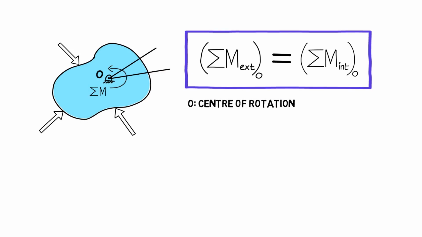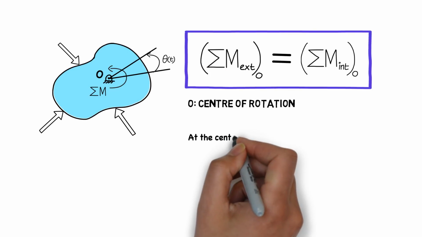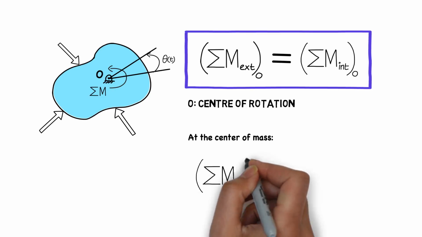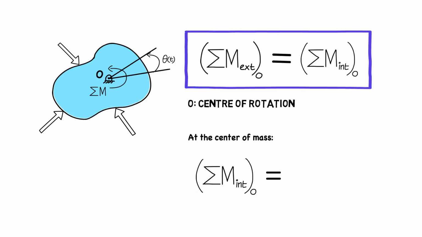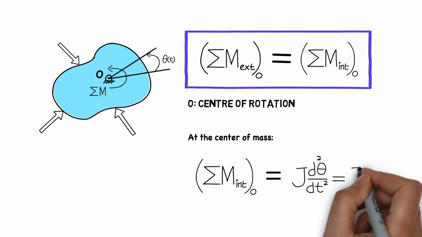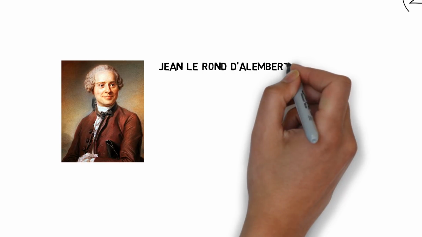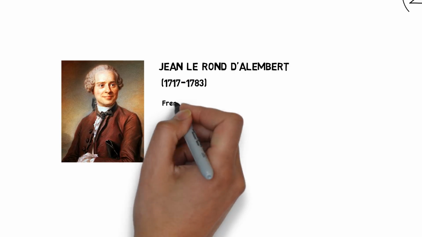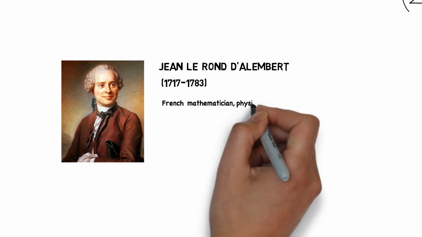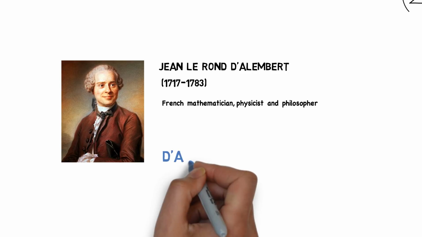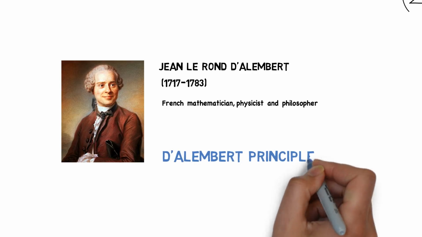So if the body is rotating exactly at the center of mass with the rotational displacement theta as a function of time, the resultant of the inertia moment is the second mass moment of inertia of the body multiplied by its angular acceleration. This principle was proposed by Jean Le Rond d'Alembert in the 18th century. He was a French mathematician, physicist, and also a philosopher. The principle is well known as d'Alembert's principle.